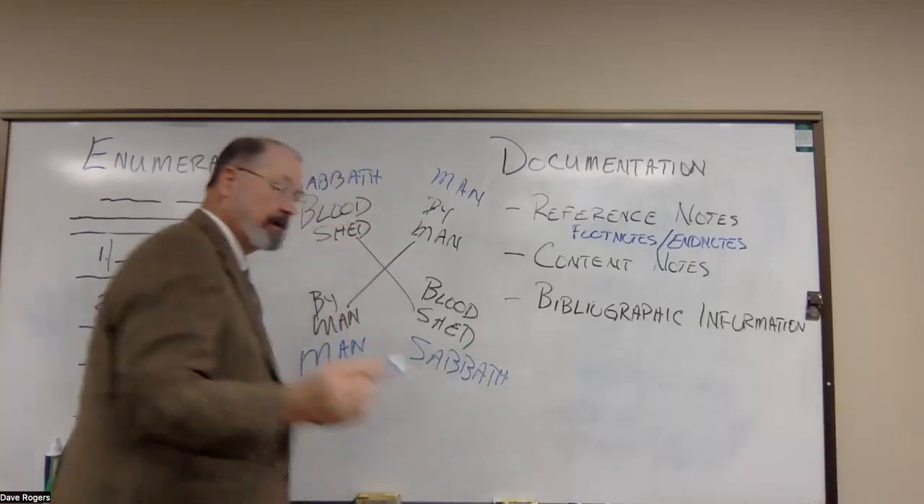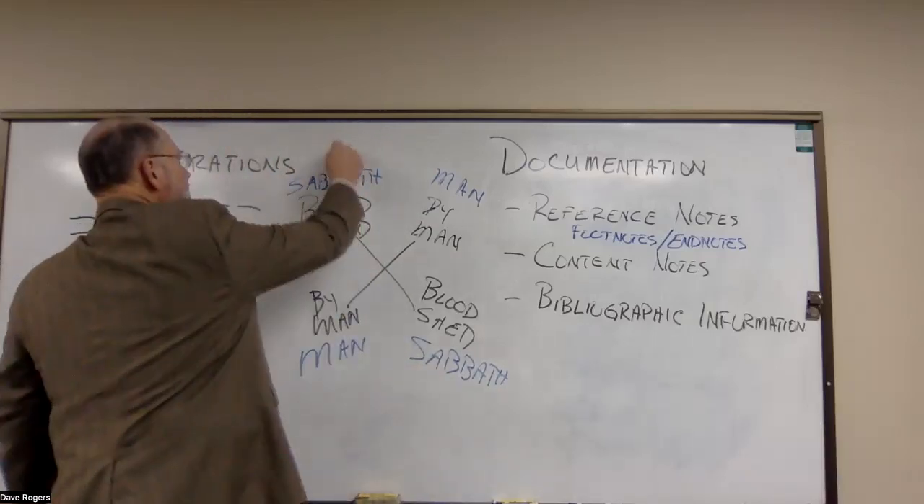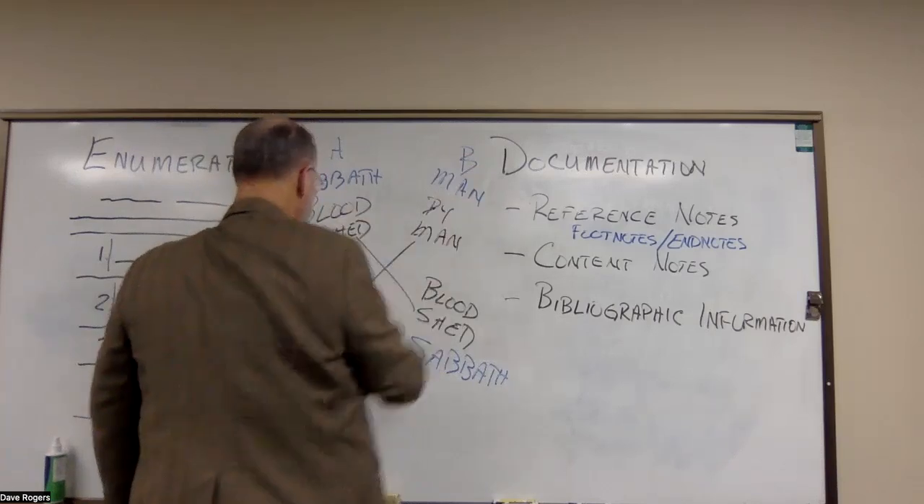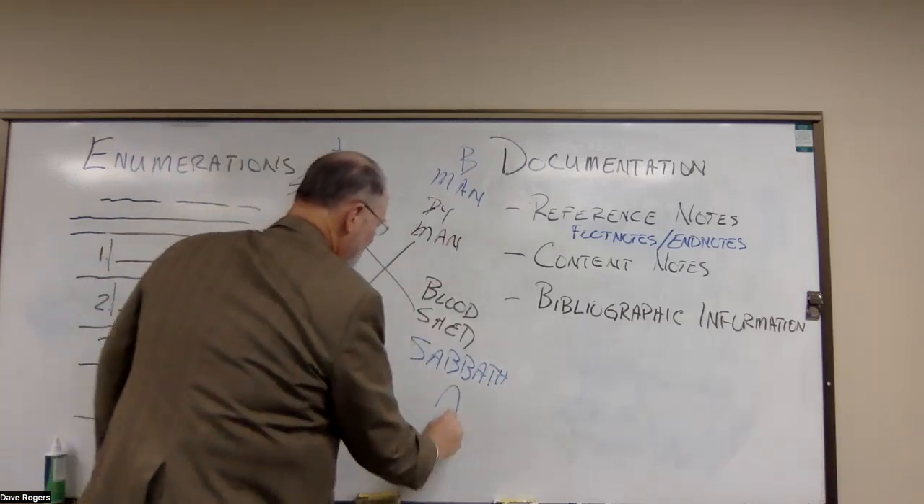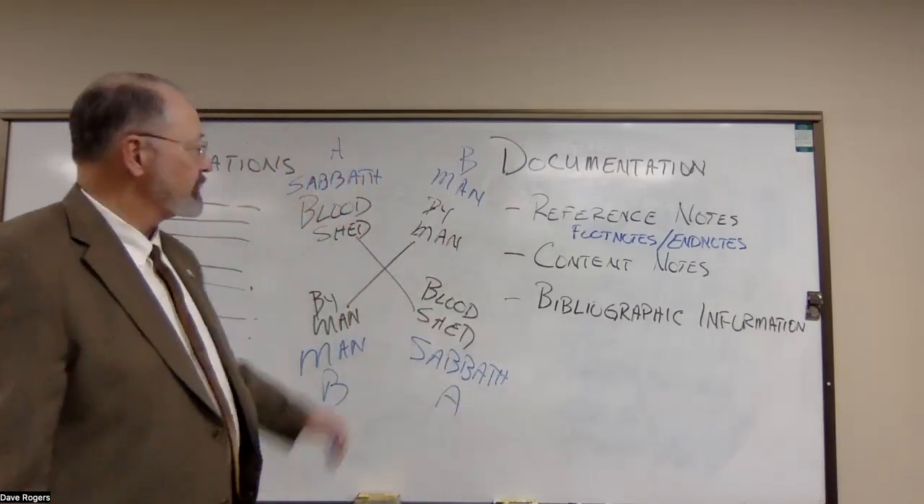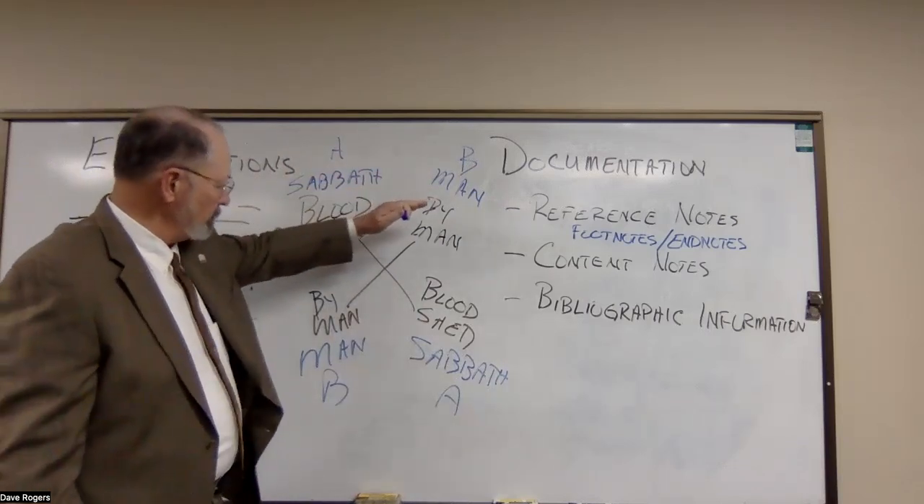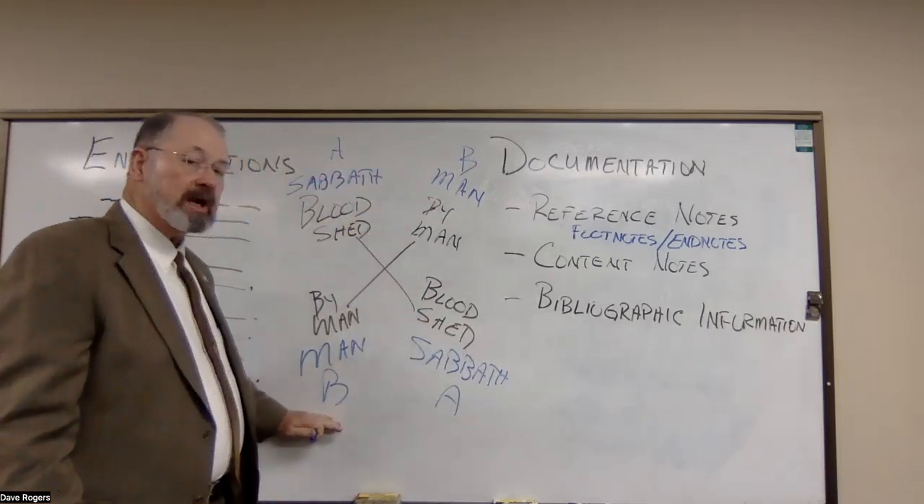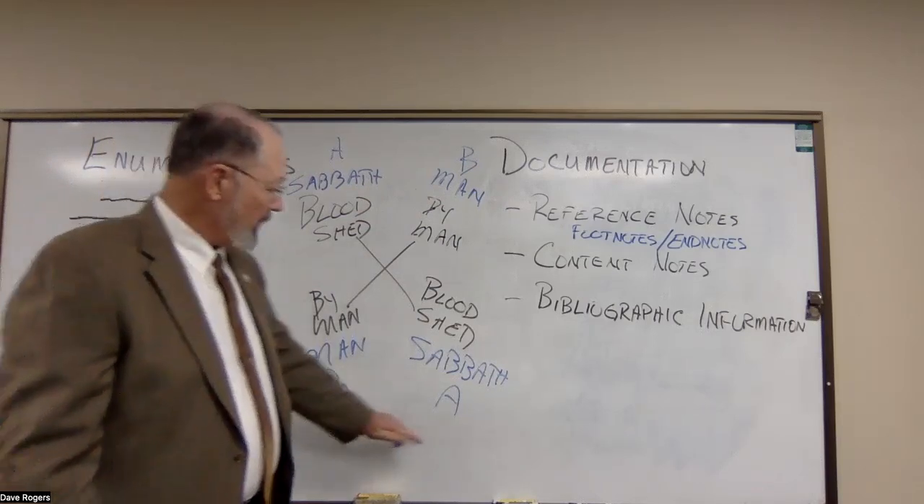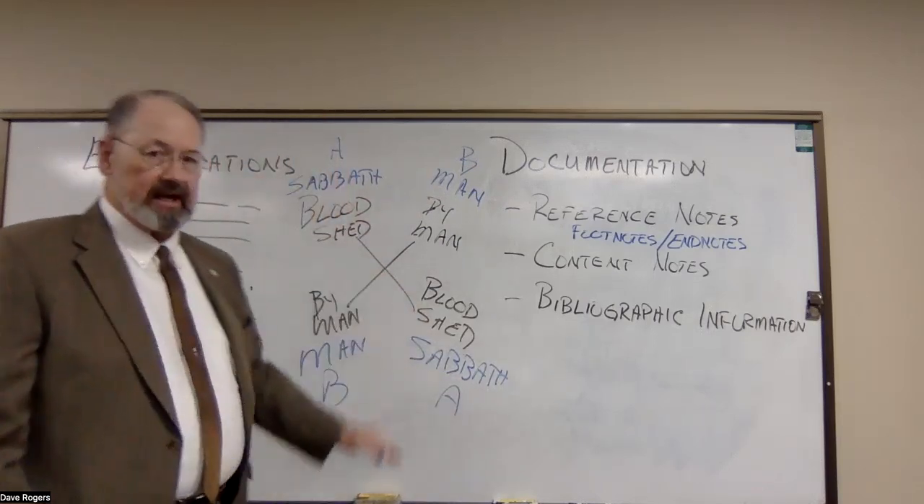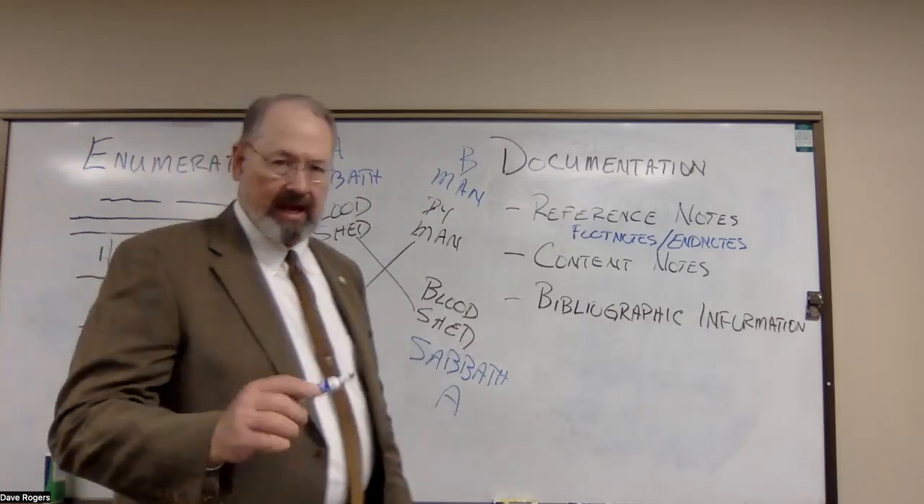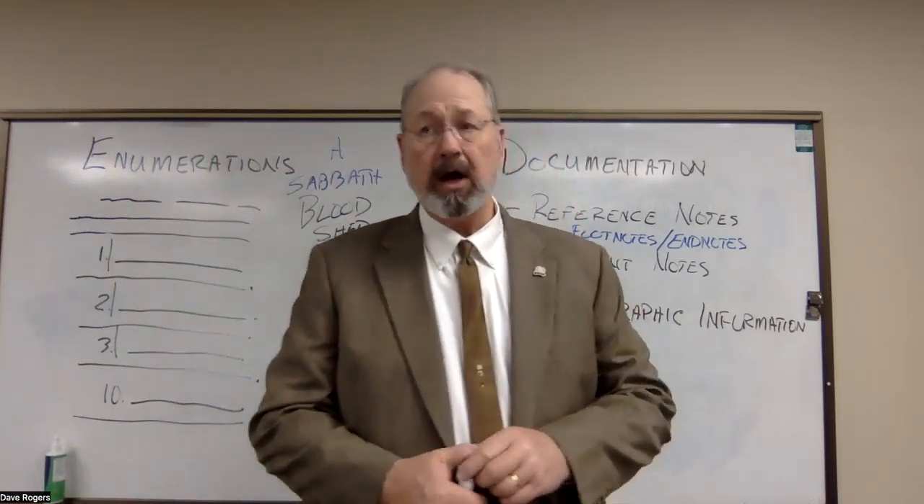But the way the academic folks express this is you've got A, B, B, A. You have thought A followed by thought B, followed by thought B restated in some way, followed by thought A restated in some way. A, B, B, A. And a chiasmus can go even beyond that.